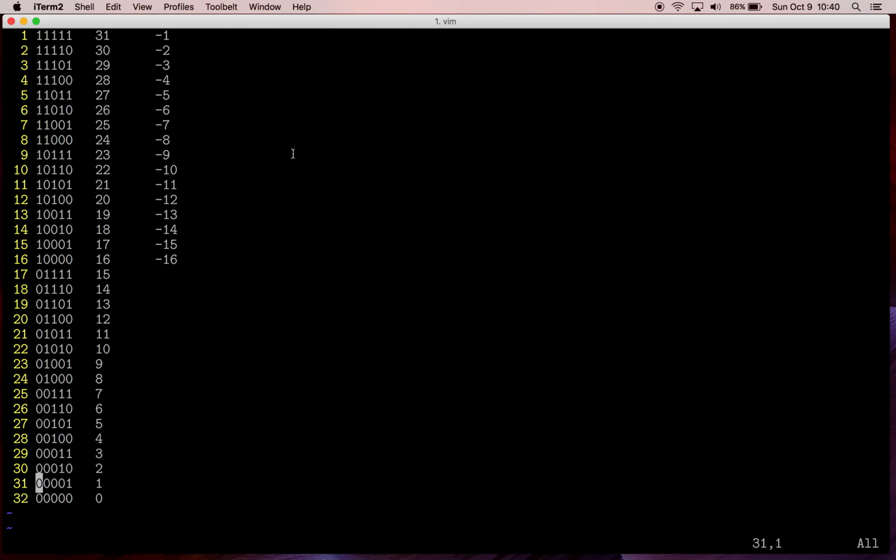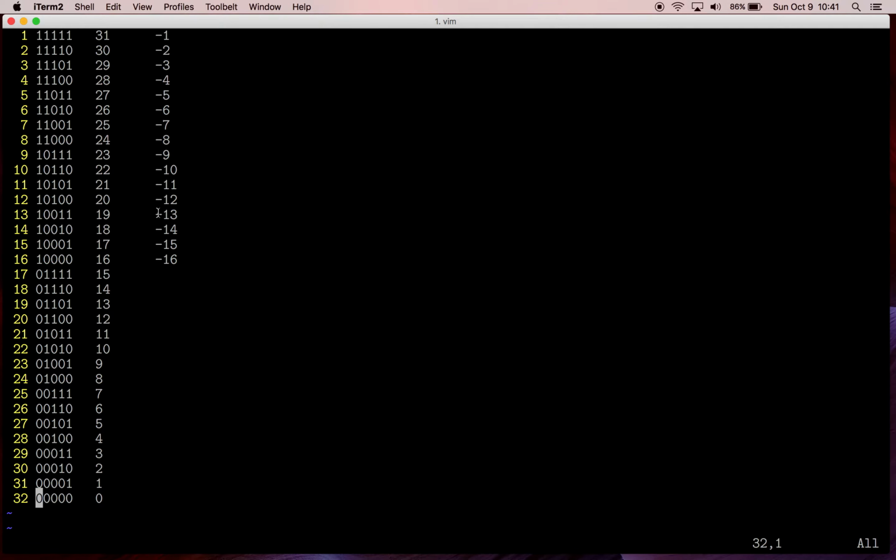This is a screencast to review 2's complement numbers. So I've written out a 5-bit set of binary numbers here, starting at the bottom with 0 and moving all the way up to the value 31 at the top, which is 1, 1, 1, 1, 1. If we treat them as unsigned numbers, these are the numeric values associated with each binary value.